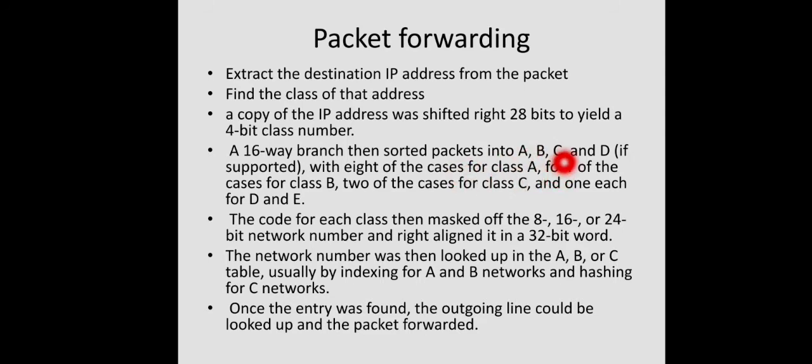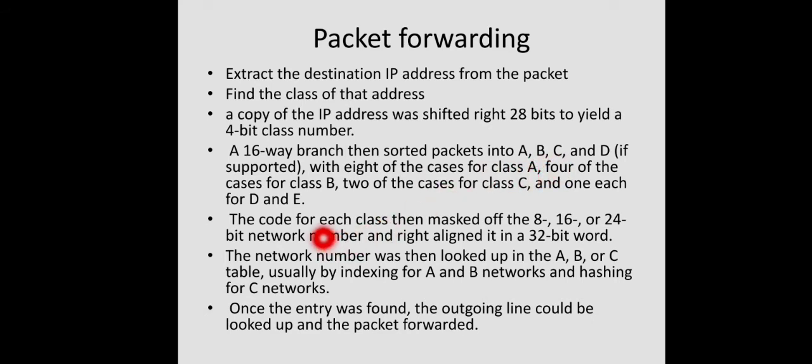What about C? It is fixed. 110 is fixed, and the fourth bit can be anything. It can be either 0 or 1. That means two different combinations for C. And what about D and E? If it is D, the pattern should be 1110. And if it is E, the pattern should be 1111. So totally we have 16, which is divided into these different cases.